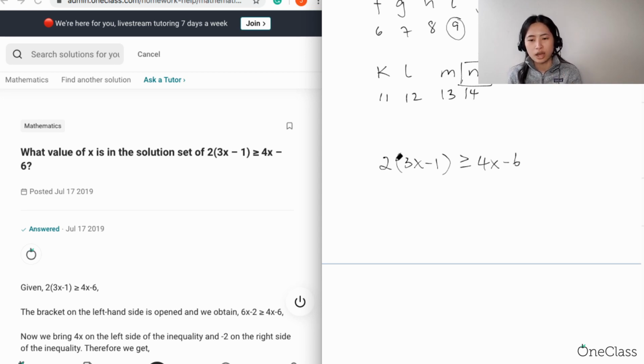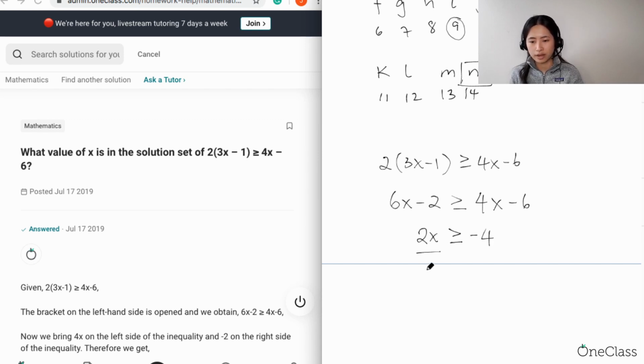So here, you have to distribute 2 to each of the terms, right? So you would get 6x, then minus 2, then this is greater than or equal to 4x minus 6. Remember, just treat this greater than or equal to symbol the same way you would see an equal sign. So you move 4x to the opposite side: 6x minus 4x, which is 2x. Then you copy your greater than or equal to symbol. Because you have a negative 2 here, you move that to the right side, so you get negative 6 plus 2, which is negative 4.